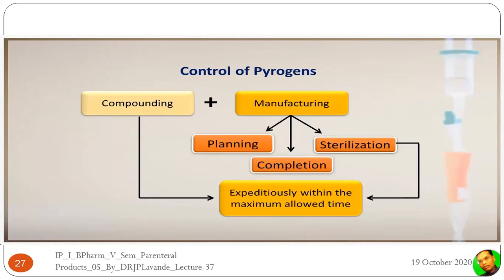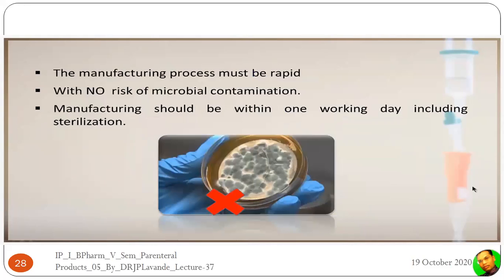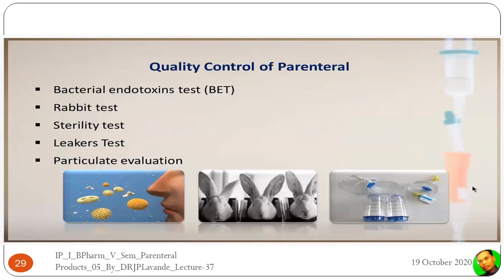So the manufacturing involves planning on the same day, completion on the same day, and the process of sterilization, expeditiously within the maximum allowed time, or on the same day itself. The manufacturing process must be rapid, right, in order to avoid pyrogen contamination with no risk of microbial contamination. The manufacturing should be within one working day, including sterilization.